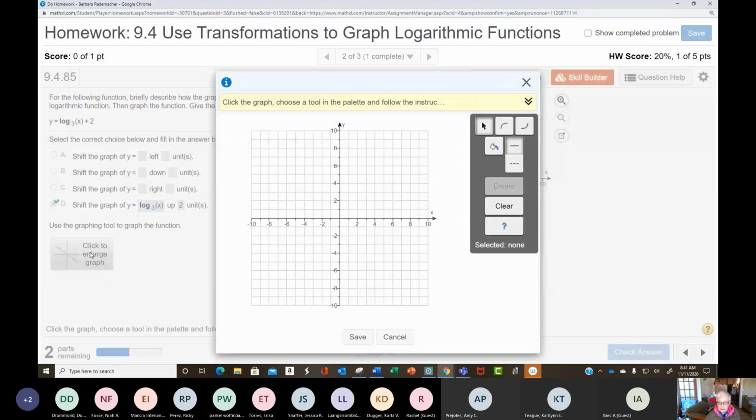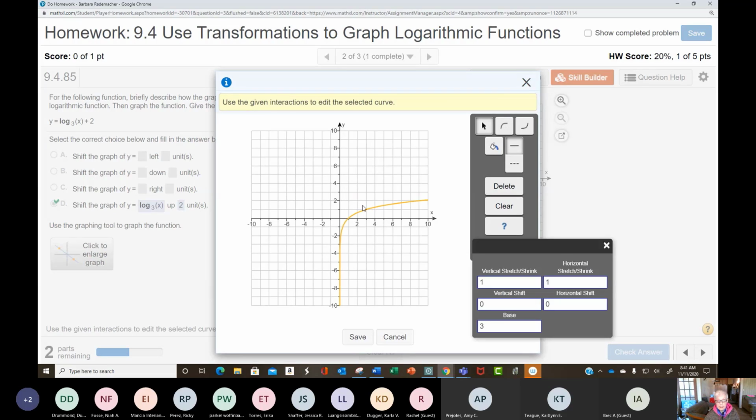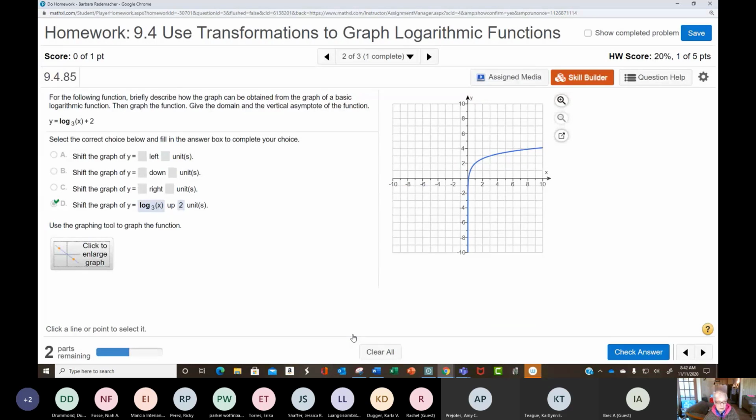Oh, and we have to graph it. Now this is the graph, and it says logarithm tool if you hover your mouse over it. And then click anywhere. So it's already provided you with your base. All you have to do is say, okay, I've got a vertical shift up 2, so that will be positive 2. And there's that.